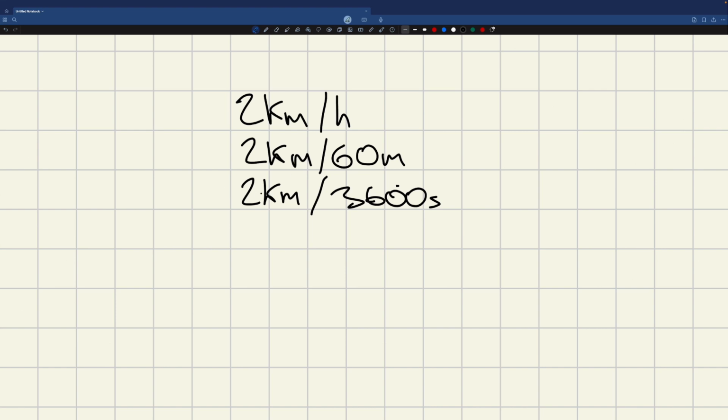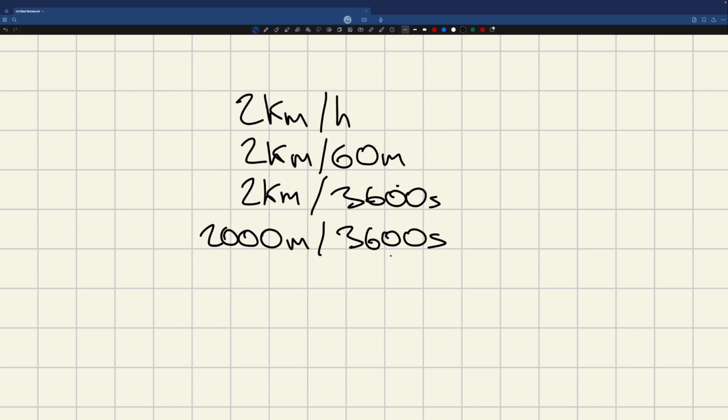So, how many meters are in a kilometer? Well, 1,000. So 1,000 times 2 is 2,000. So we're traveling 2,000 meters per 3,600 seconds. That's how you convert it into meters per second.